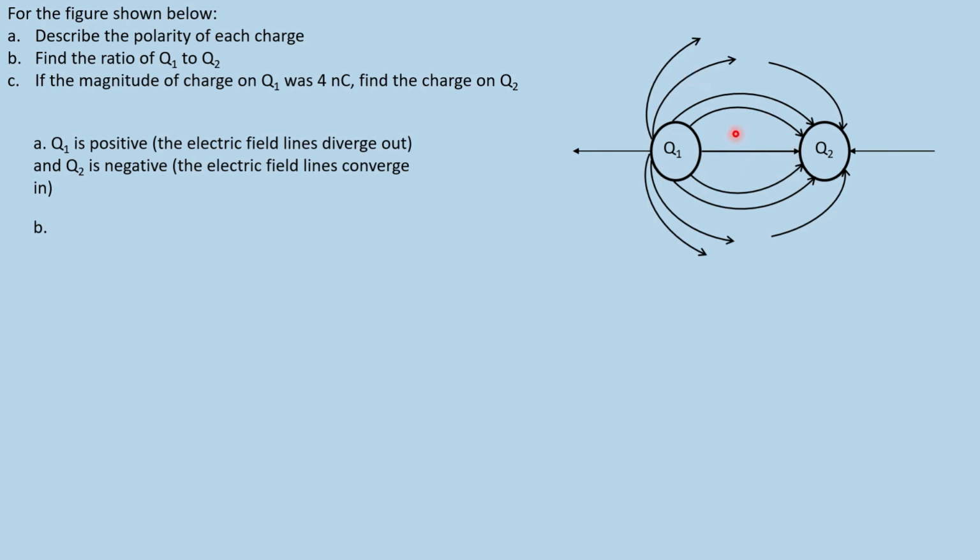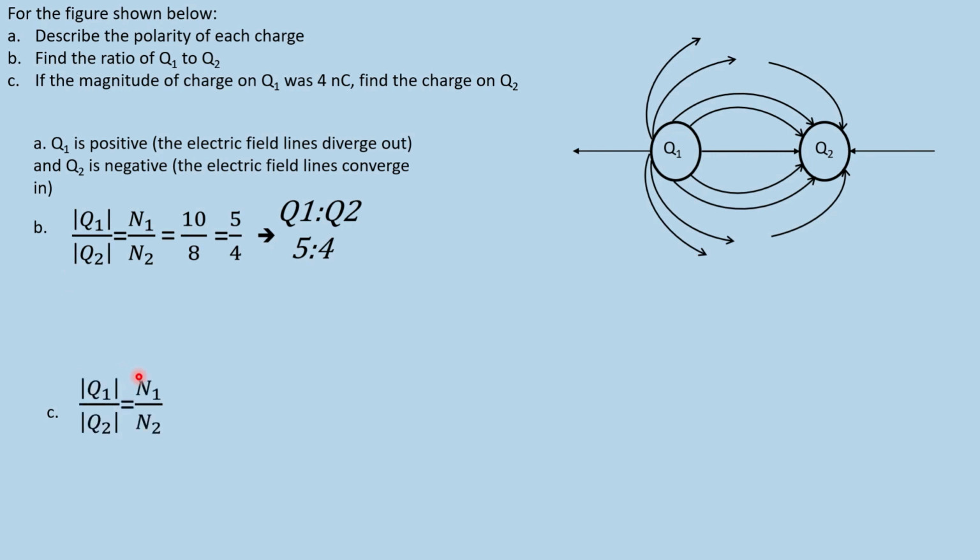Note that the electric field lines between them, the ones that are common between them, count for both. So Q1 over Q2 equals N1 over N2, which is 10 over 8, which is 5 to 4. So the ratio Q1 to Q2 is 5 to 4. Part C. If the magnitude of Q1 was 4 nanocoulombs, find the charge on Q2. We will use the same formula, Q1 over Q2 equals N1 over N2. We replace the values given, and we find the answer for Q2 as 3.2 nanocoulombs, but since the electric field lines converge, it is negative 3.2 nanocoulombs.